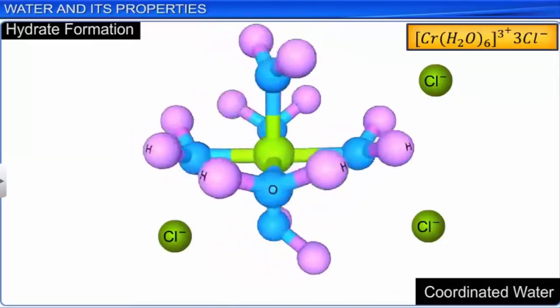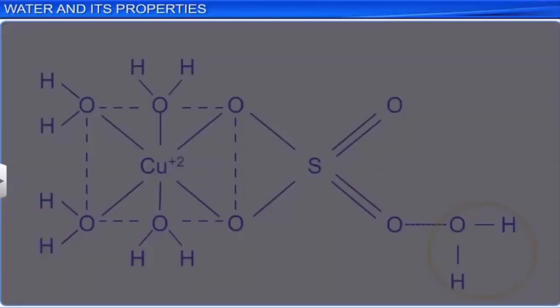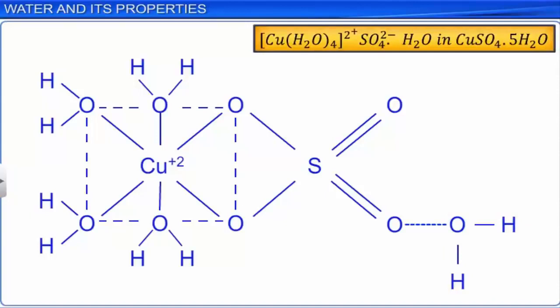The second type of hydrates is interstitial water. For example, in BaCl2·2H2O, water molecules occupy interstitial sites in the crystal lattice. In the third type of hydrates, water molecules are hydrogen bonded to certain oxygen-containing anions. For example, in CuSO4·5H2O, one water molecule is hydrogen bonded to sulfate ion, and the other four molecules are coordinated to give [Cu(H2O)4]2+ and SO4 2-·H2O.